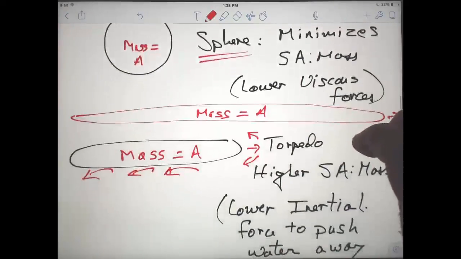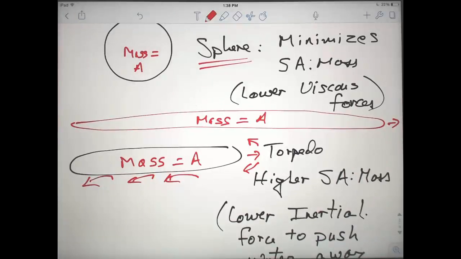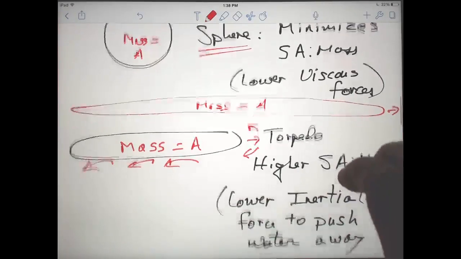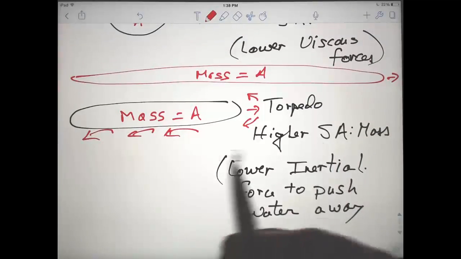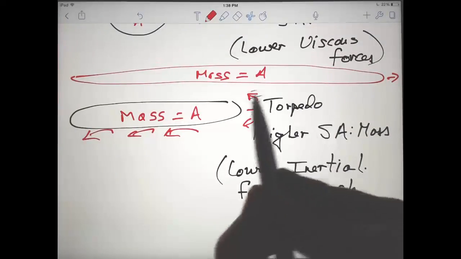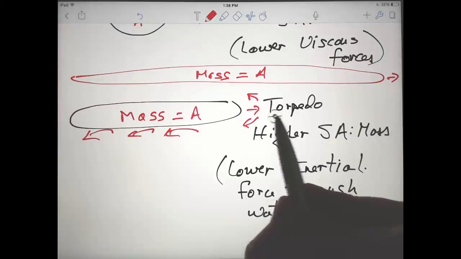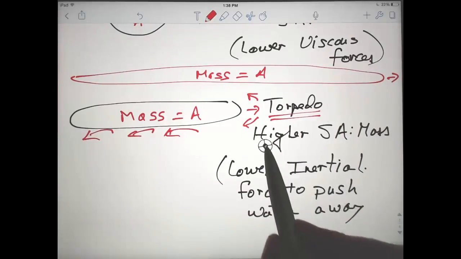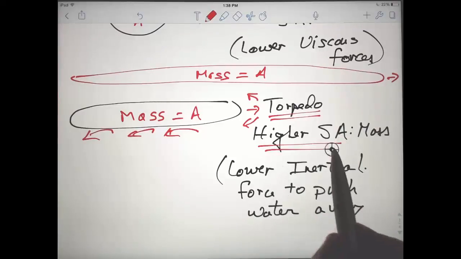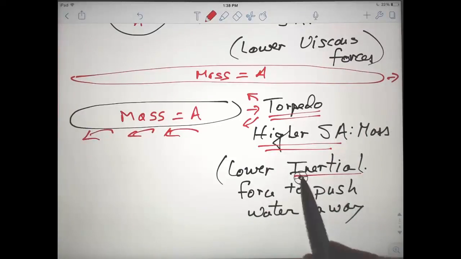So very small animals have a problem of very high viscous resistance, and very large animals have a problem of this large mass they have to push out of the way. So large animals tend to be fusiform or torpedo-shaped. That gives them a higher surface area to mass, but there's lower inertial forces required in order to push water out of the way.